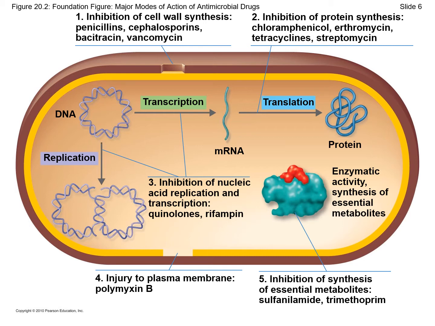So the first target is the cell wall. Second target is the ribosome, which performs protein synthesis, in other words, translation. The third target can inhibit the enzymes that affect nucleic acid replication. So this can inhibit transcription or DNA replication. Fourth target is the plasma membrane. And the fifth target are enzymes that catalyze important metabolic reactions.